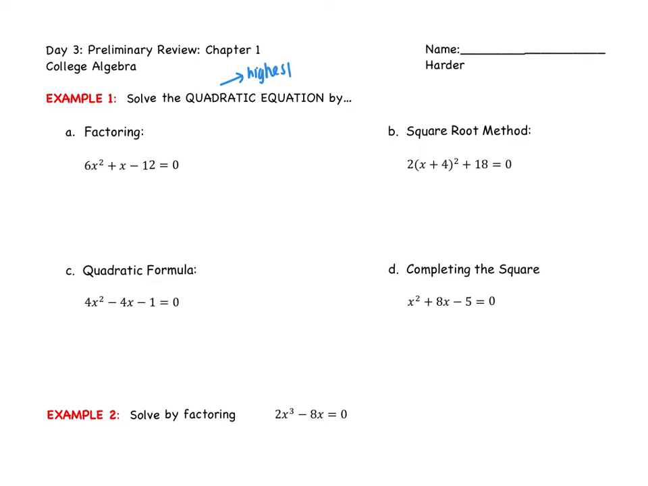I mean that the highest power is a 2. Highest power is a 2. So we are looking at equations where the highest power or the highest exponent is a 2. There are 4 different ways to solve these equations. We can factor, we can do the square root method, quadratic formula, or completing the square.